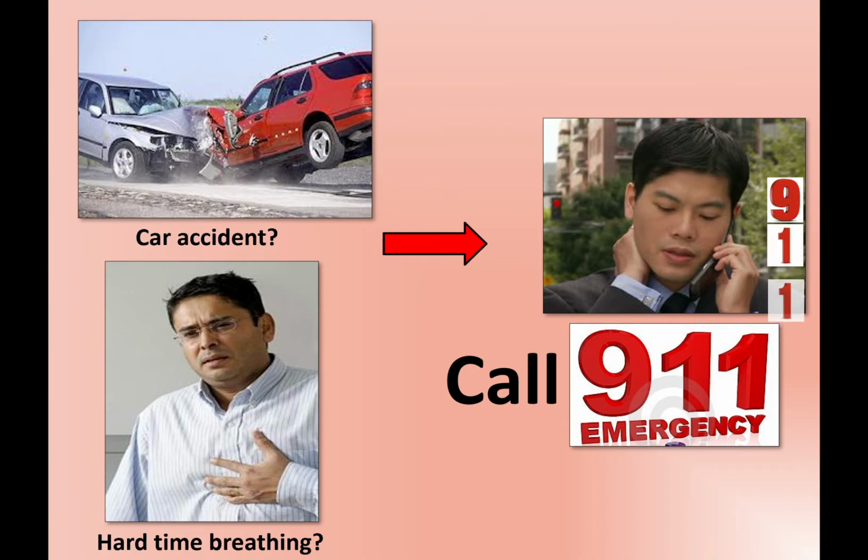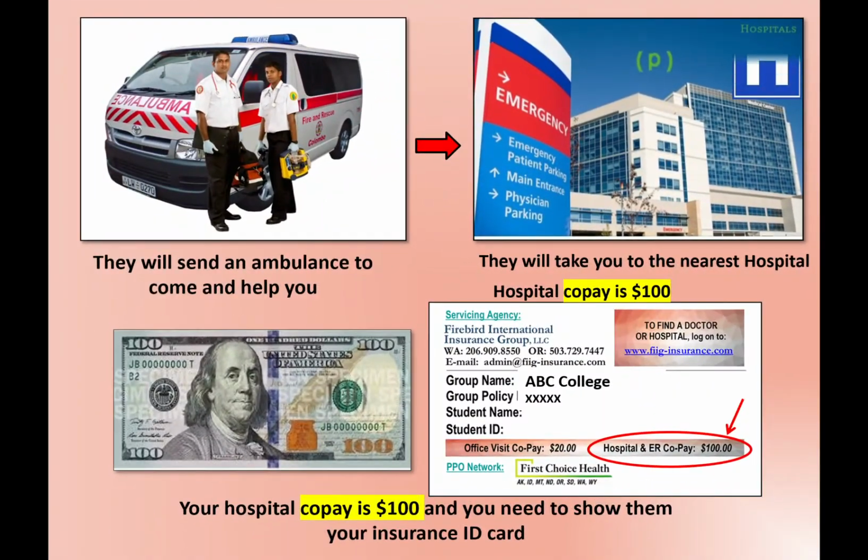If you are in a serious car accident, or if you're having difficulty breathing and you are not able to get yourself to a hospital, in the United States we call 911, which is a universal emergency telephone number. By calling 911, an ambulance will be sent to help you, and then they will take you to the nearest hospital. Again, your copay at the hospital is $100.